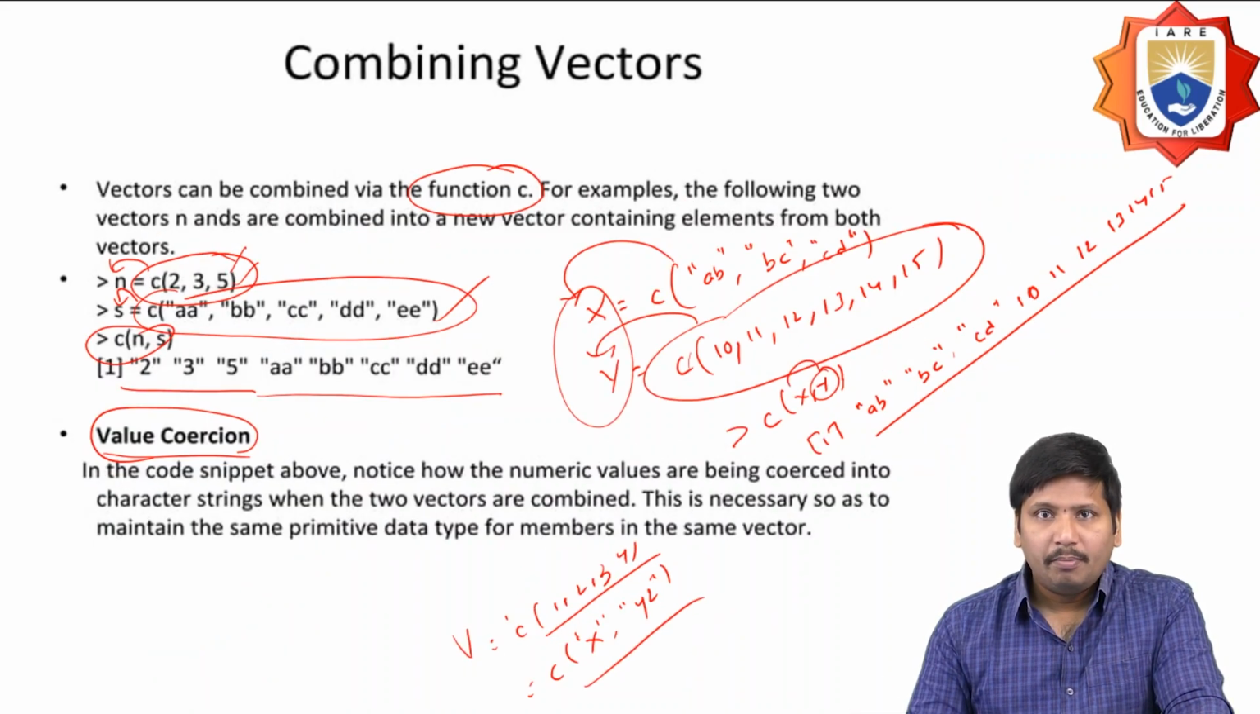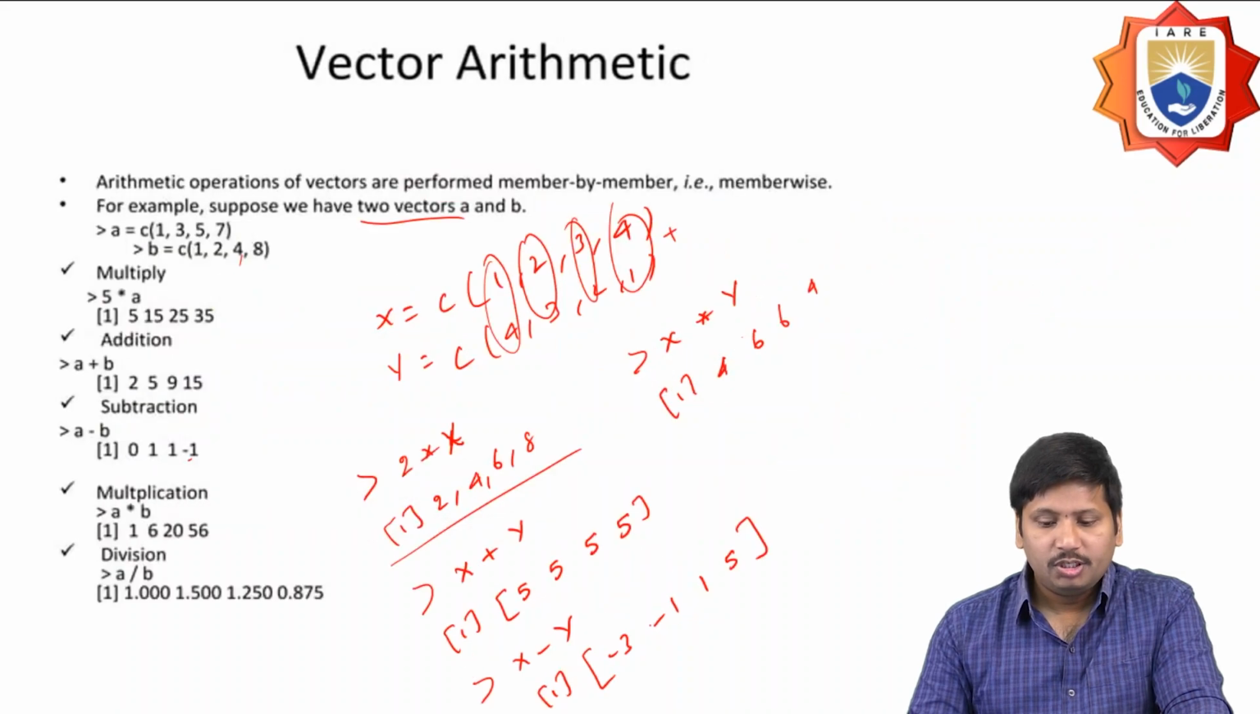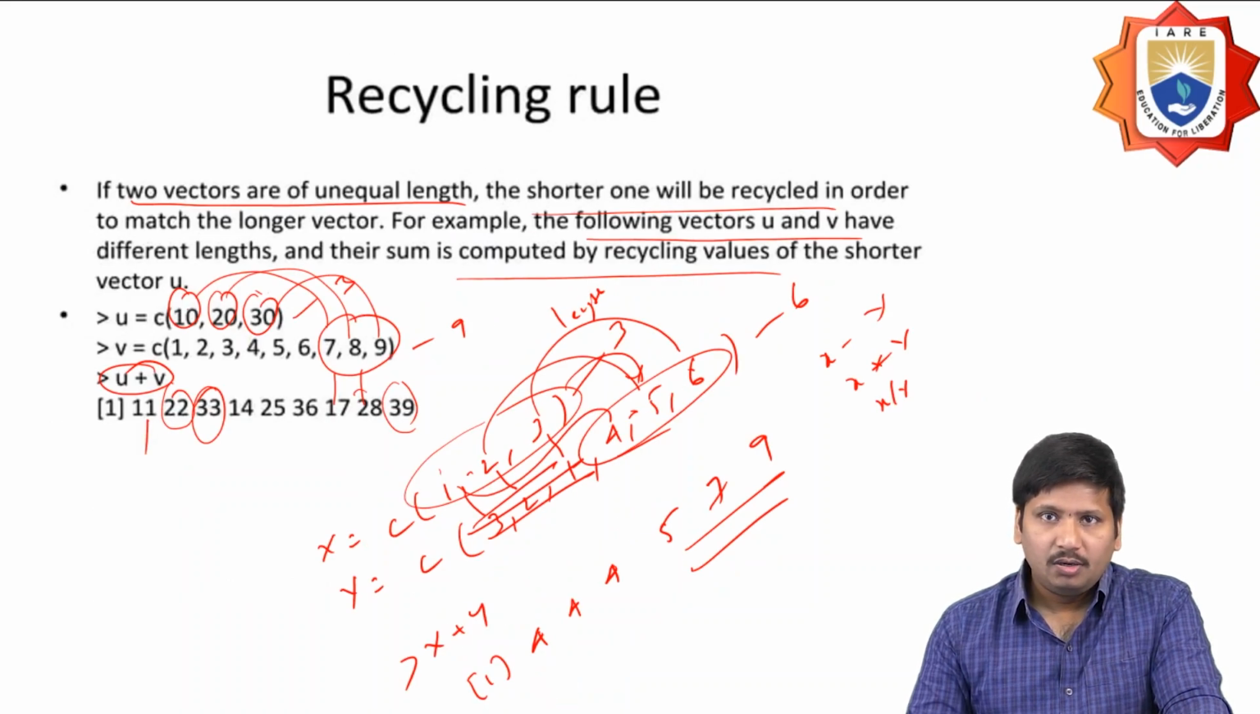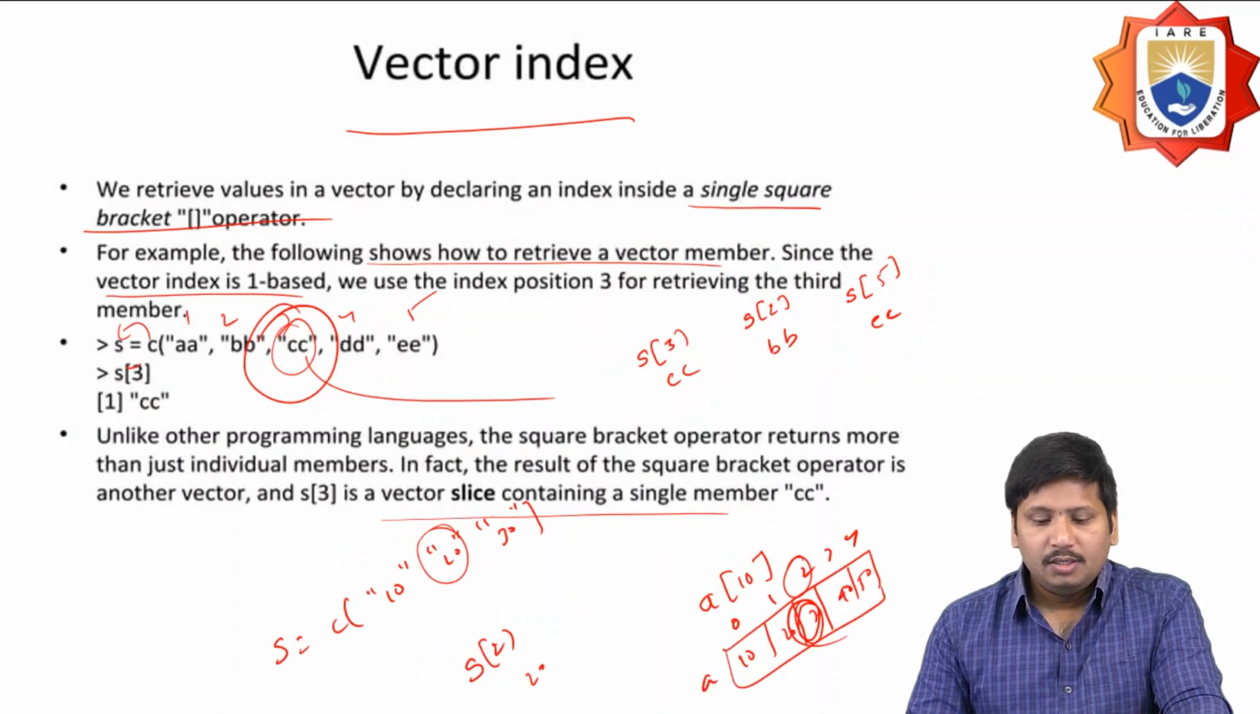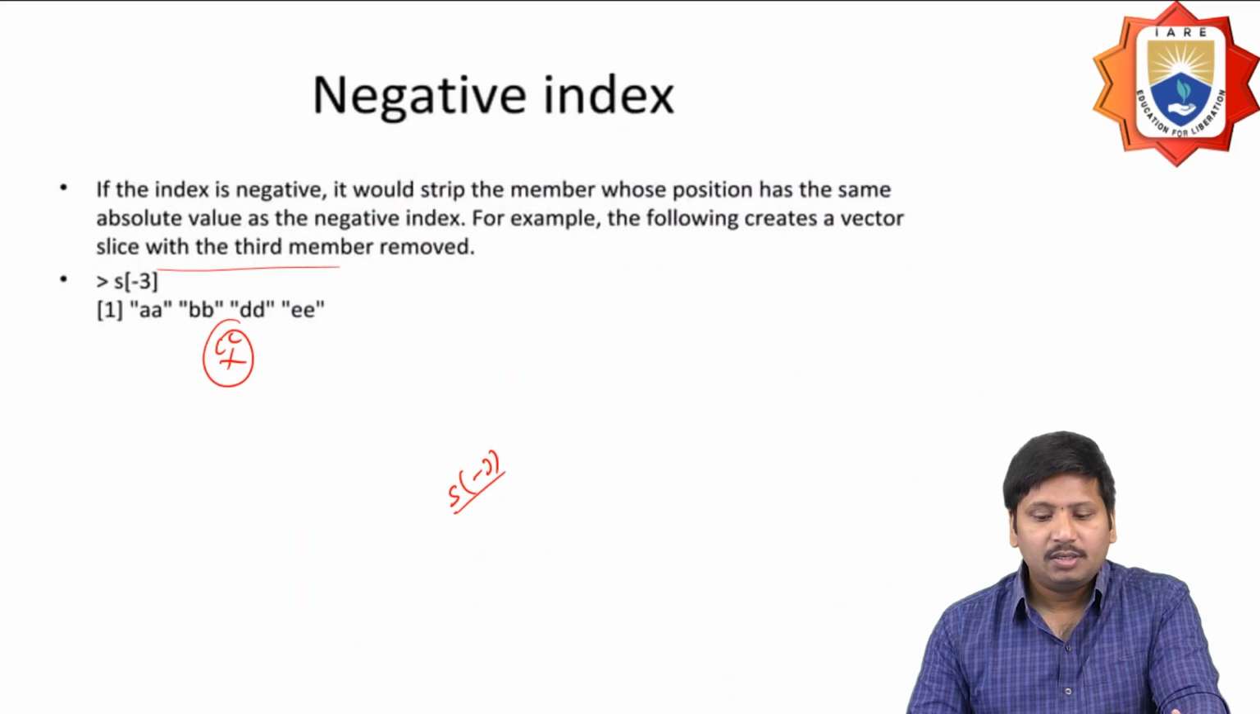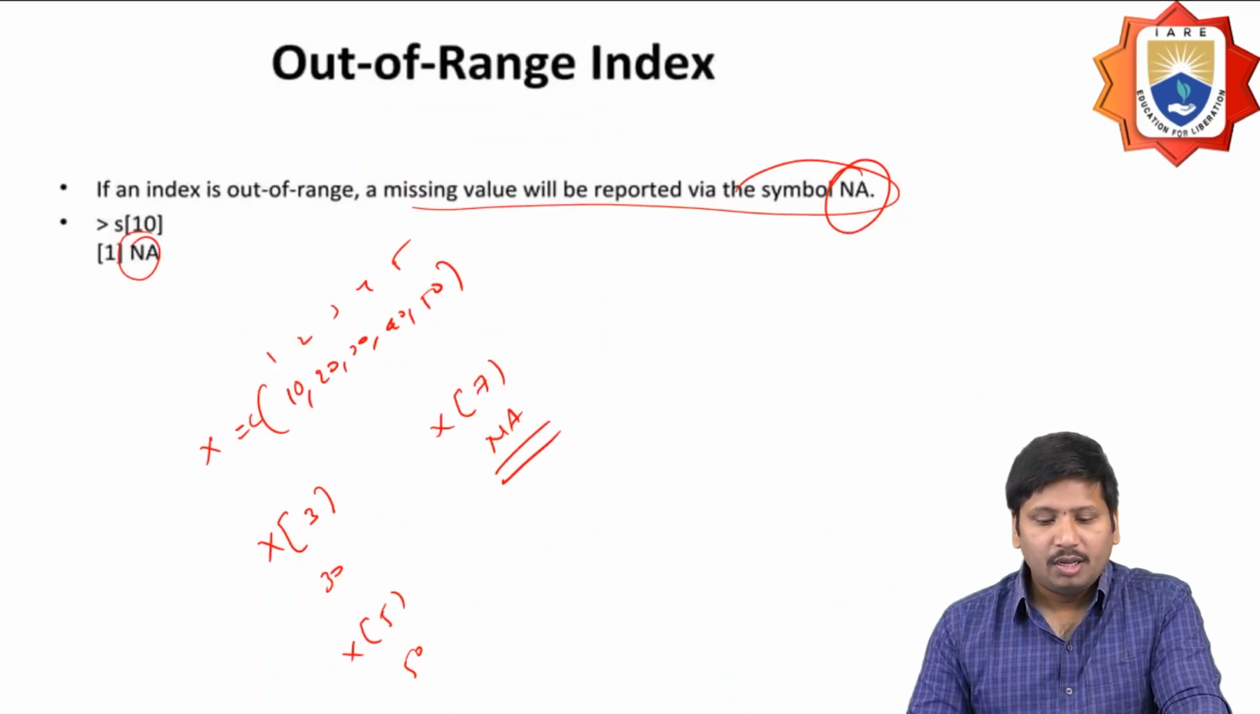We can also combine vectors, for example numeric and character, by making use of the c function. Vector operations are also performed, like addition, subtraction, multiplication, and division. According to the recycling rule, vectors of different lengths can also be added. For vector indexing, by using the square bracket operator you can access the members of the vector, and negative indexing can also be used. If the index is out of range, then NA appears.